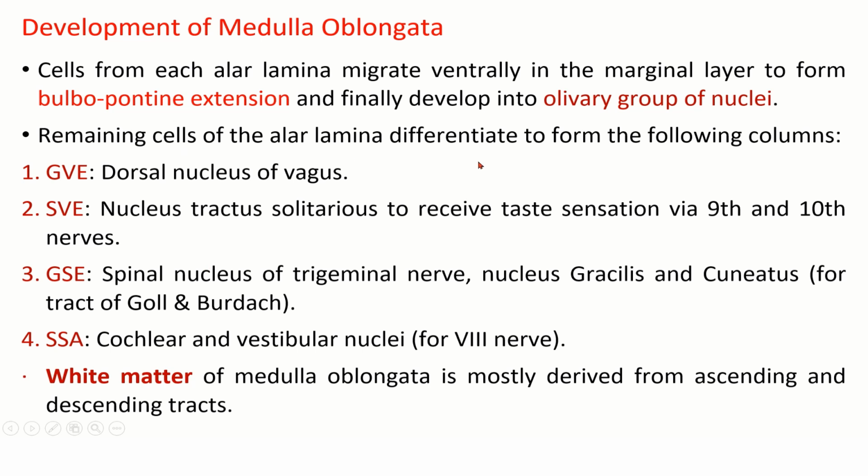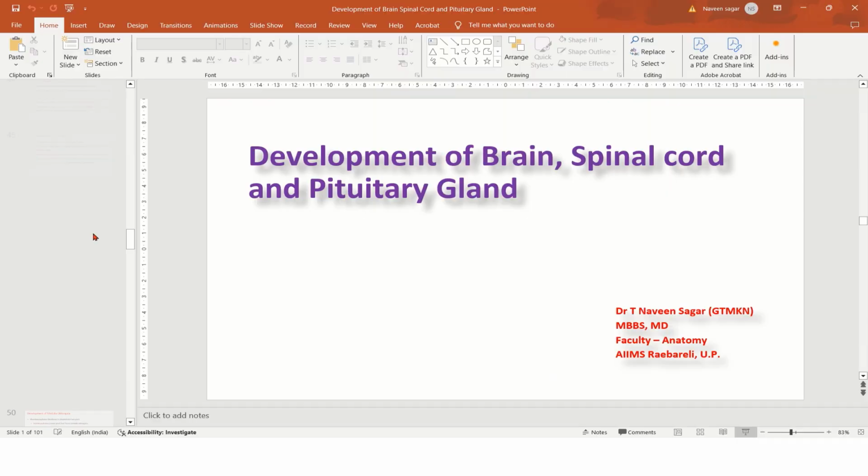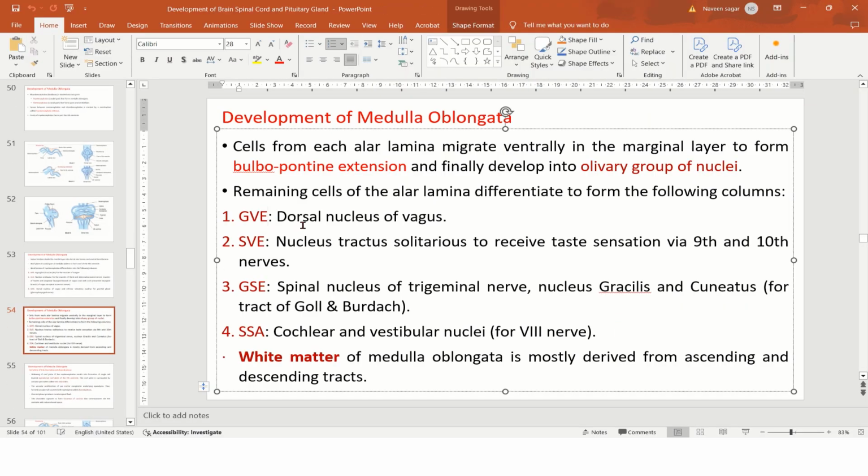The remaining cells of the alar lamina differentiate to form the following columns: general visceral afferent, special visceral afferent, then general somatic afferent, and special somatic afferent. Sorry, earlier I said efferent, but this is actually afferent.